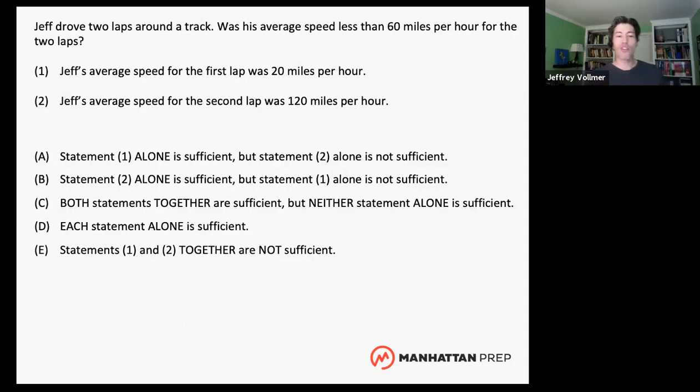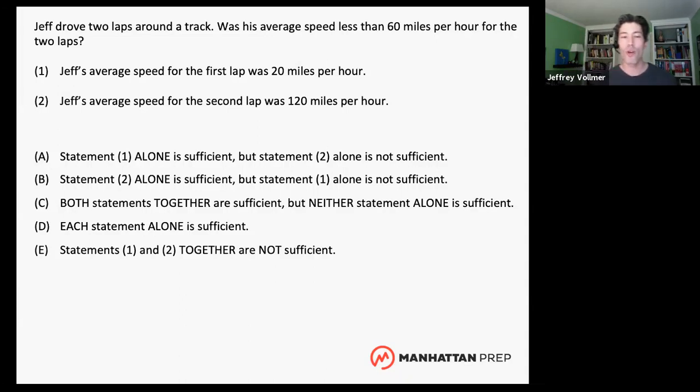One thing that people will say here is the answer has to be E, because I don't know how long the track is. And if I don't know how long the track is, then I don't know how long it's going to take in time. And without that information, how could I know anything about the average speed? The answer is not E. In fact, you don't need to know specifically how long the track is and therefore how long it takes. A speed, a rate, is a ratio. And a ratio is a comparison of values.